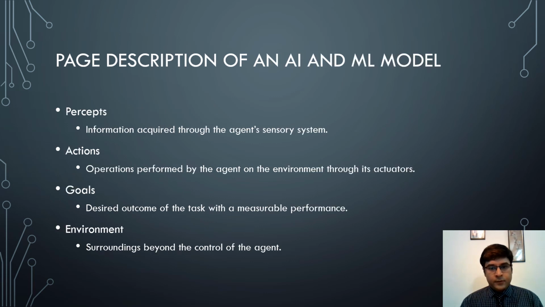Next, we see the PAGE description of an AI and ML model, where P stands for percepts, which are information acquired through the agent's sensory system. A stands for actions, which are operations performed by the agent on the environment through its actuators. G stands for goals, which is the desired outcome of the task with a measurable performance. And E stands for environment, which are the surroundings beyond the control of the agent.